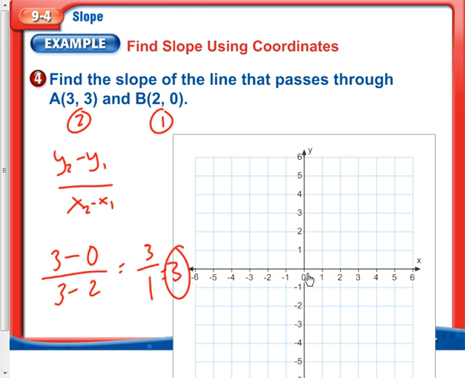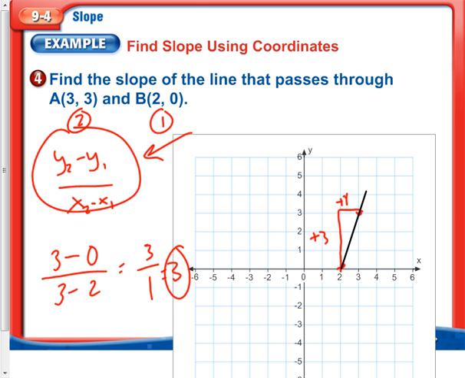If I were to actually graph this, it would be 3, 1, 2, 3, and 2, 0. And you'll notice I am going up 1, 2, 3, and running 1, so it's plus 3, plus 1. Of course you could go ahead and graph this line, and you're going to see that there is a slope of 3. So again, you could work this out by just graphing, or you could use the slope formula to figure out your slope that way. Either way is acceptable. I would prefer you to really get used to the slope formula and being able to use that.